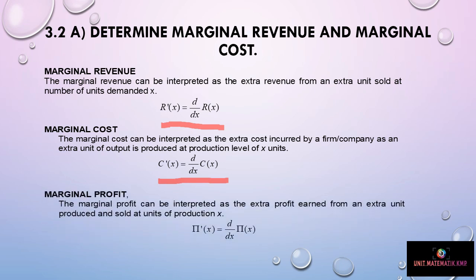Marginal profit. The marginal profit can be interpreted as the extra profit earned from an extra unit produced and sold at units of production x. So, marginal profit is denoted as pi prime x equals d over dx of pi(x).